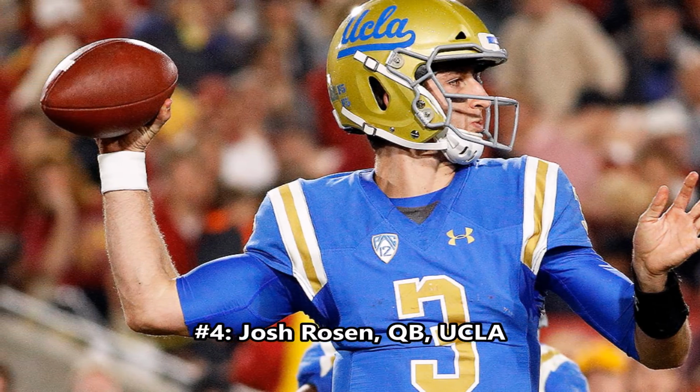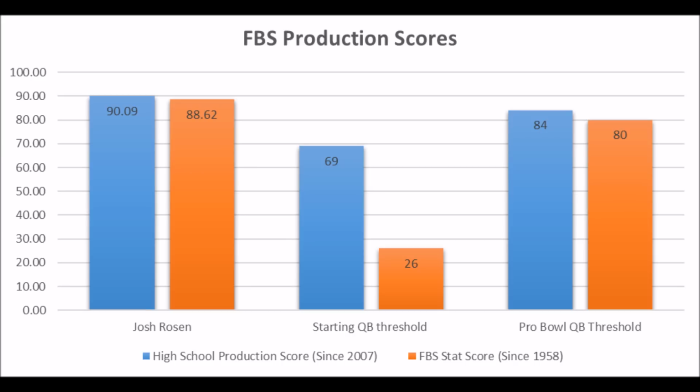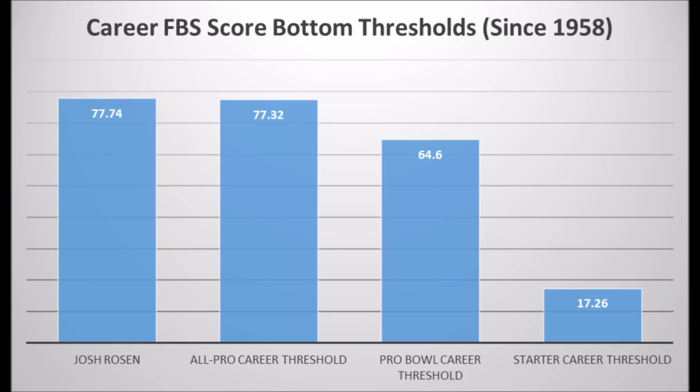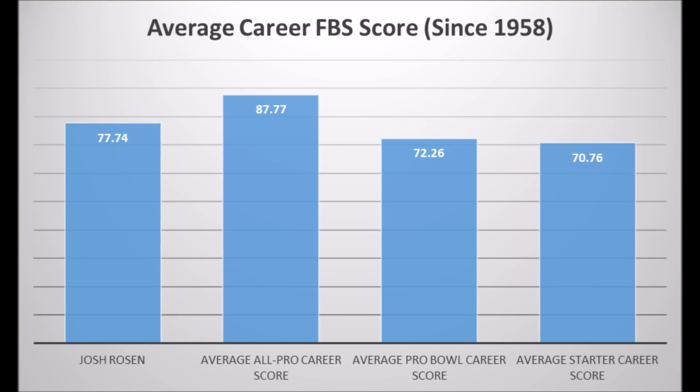Based on his high school production score, very, very good, 90.09 out of 100. He also had an 88.62 FBS production score, which pretty much hits all the thresholds you're looking for in terms of high school production and college production. When you look at his career data, he barely hits the all-pro career threshold, with a 77.74 career FBS production score. When you look at the averages at the position, this is where he kind of falls flat again. He doesn't hit above the average all-pro career score, but definitely hits above the Pro Bowl career score. So in many ways, Josh Rosen has Pro Bowl potential as a quarterback.